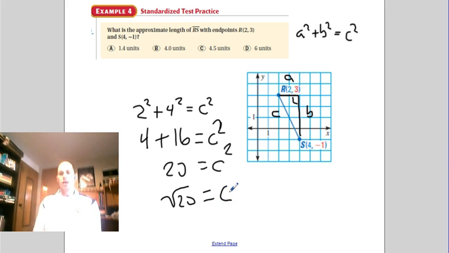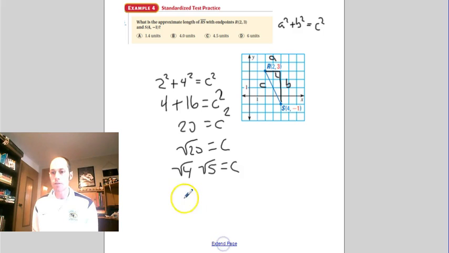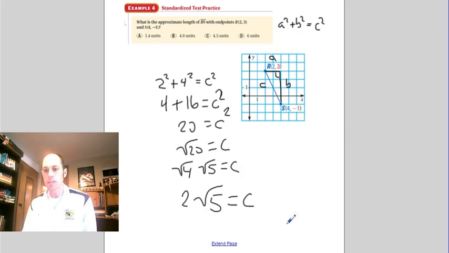Now, if we wanted, we could simplify that down. So think of our factors. 20 can be factored as 4 times 5. And we know the square root of 4 is 2. And we don't know the square root of 5. It's not a perfect square. So 2 square roots of 5 would be the exact length of c. But if we wanted the approximate length, we'd have to type that into our calculator because it's an irrational number.